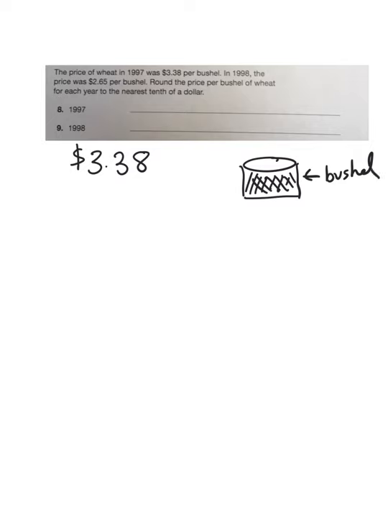Okay, and then it says that in 1998, the price was $2.65 per bushel. So the price went down. That's never good. Round the price per bushel of wheat for each year to the nearest tenth of a dollar. Let's think about this for a second. Even if you can't remember where the tenths place is right at this very moment, I bet you know what a tenth of a dollar is. It's a dime.